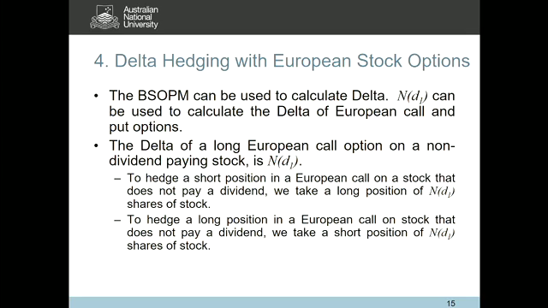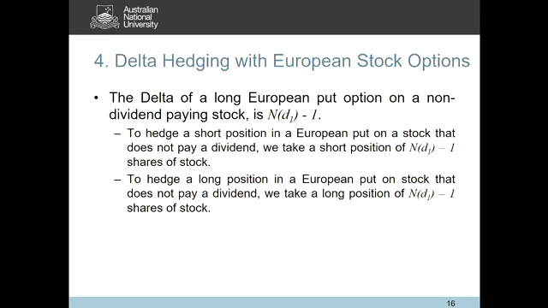So with call options, you take the opposite position. Long in a call, short in the underlying. Short in a call, long in the underlying, to a value of ND1. With a put option, as I said, it's ND1 minus 1. And with a put option, you take the same position. So if you're long in a put, to make it delta neutral, you'll be long in the underlying. If you're short in a put, you'll be short in the underlying. And that makes sense because you're looking at the other side of it.